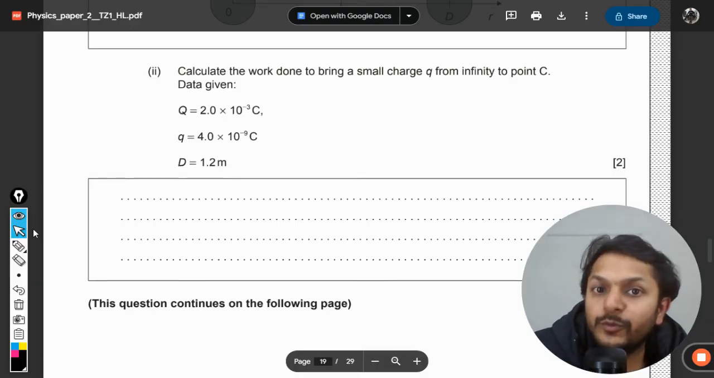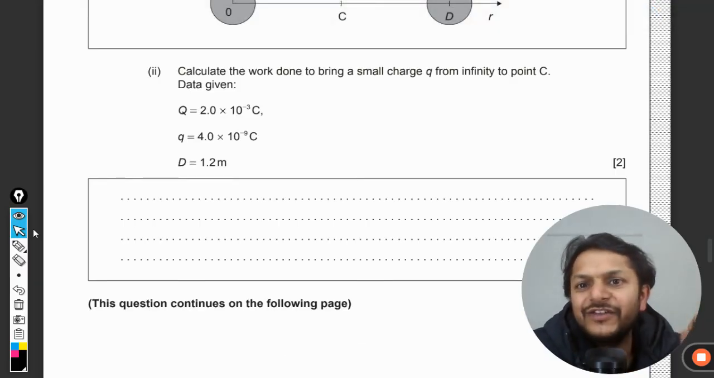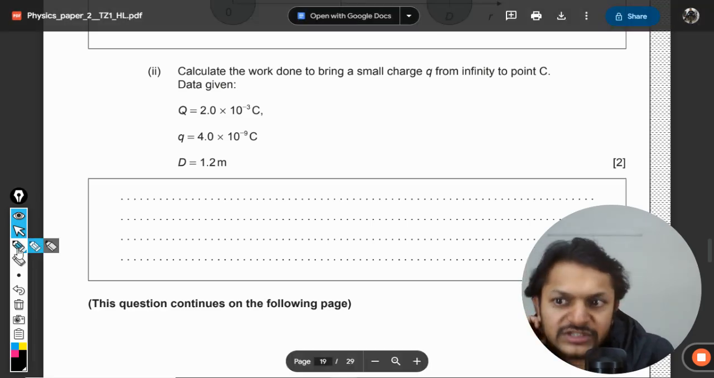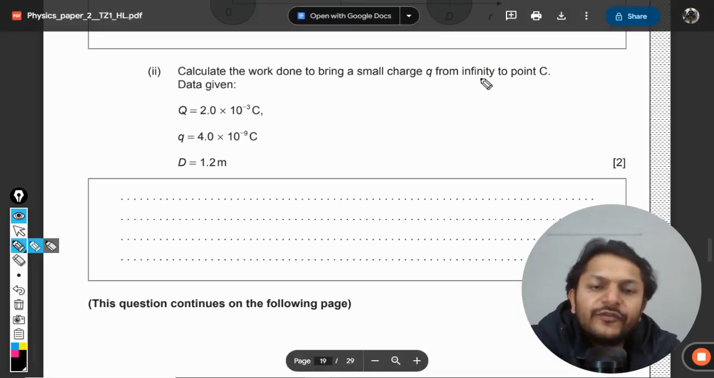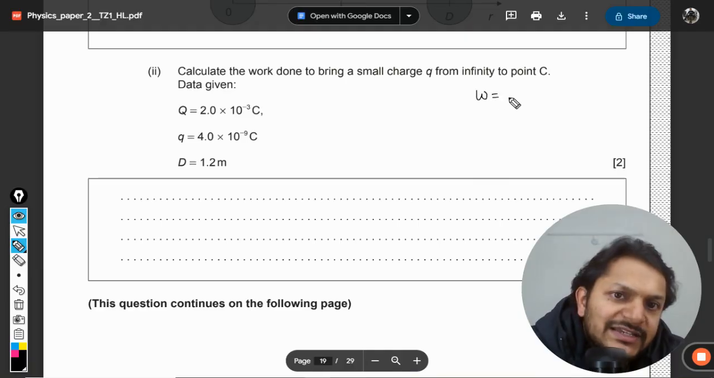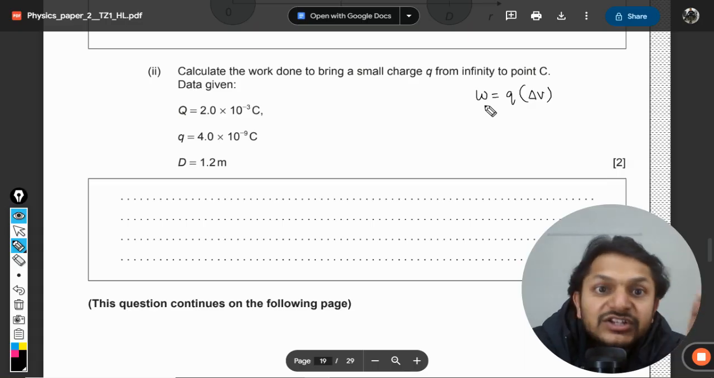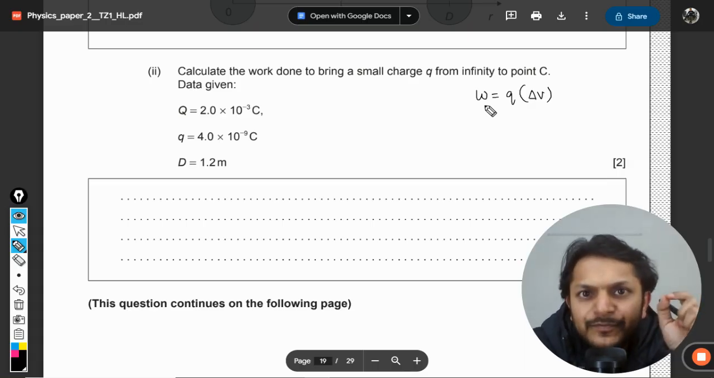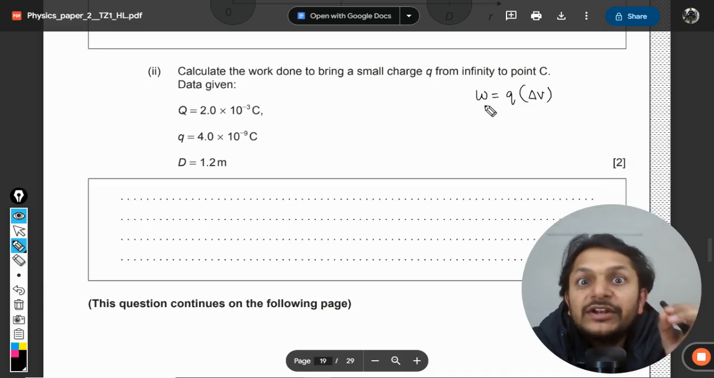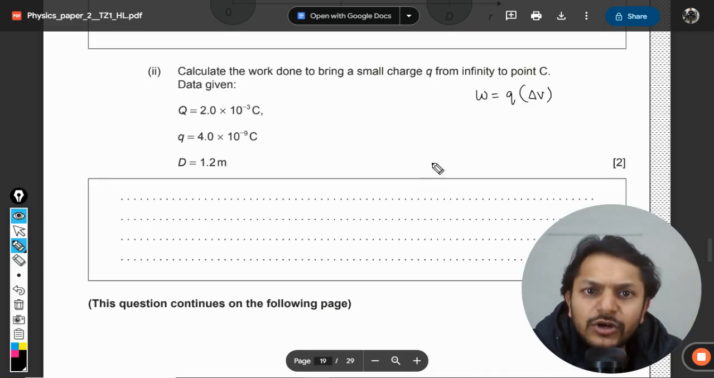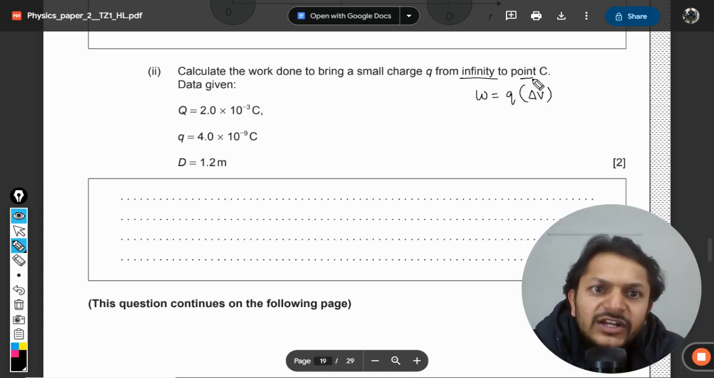Calculate the work done to bring a charge Q from infinity to the point C. Now, how are we going to do this? We are going to use the formula that work done is equal to the product of charge and the potential difference between two positions between which a charge small q is moved. So we have to find the potential at two positions: number one, infinity, and number two, C, because the charge is moved from infinity to point C.